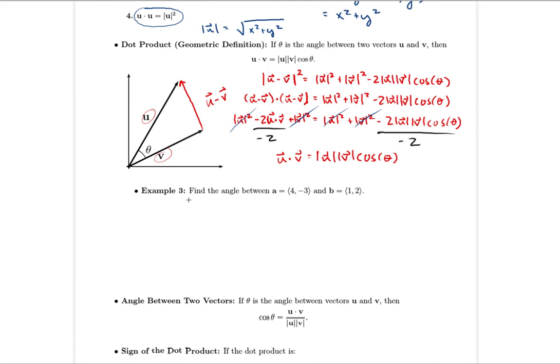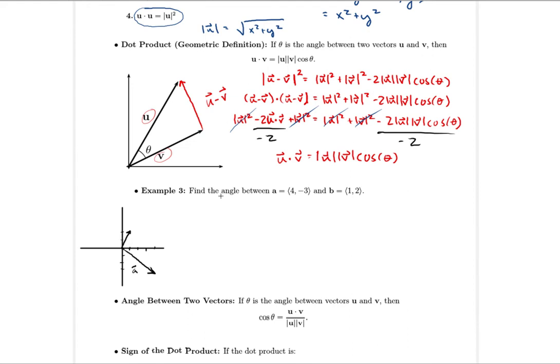Okay, so example 3 asks us to find the angle between <4, -3> and <1, 2>. And I think before we start, it'd probably be a good idea to sketch a quick graph here and do an approximate sketch of these vectors. So here's my a, and then my b is <1, 2>. I'm thinking probably somewhere in the neighborhood of 90 degrees is what this angle ought to be. Maybe not exactly.